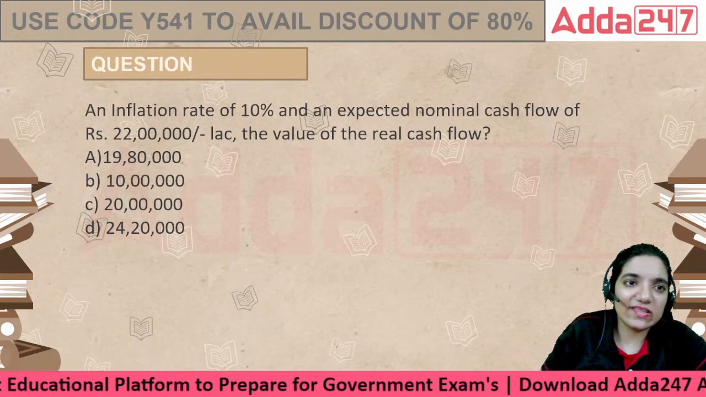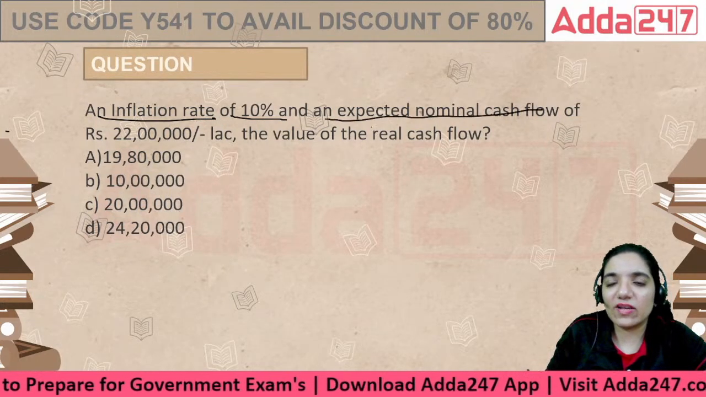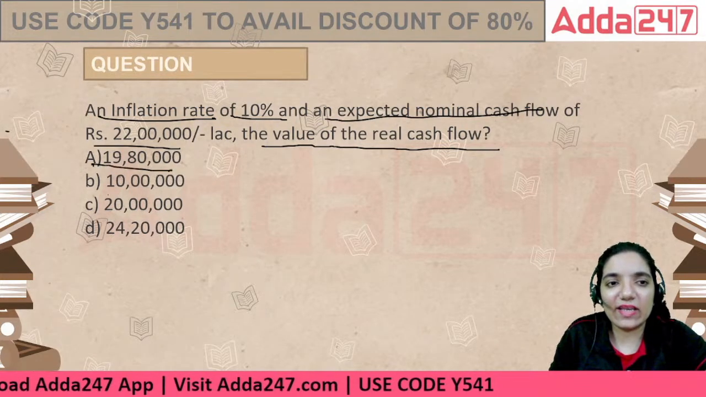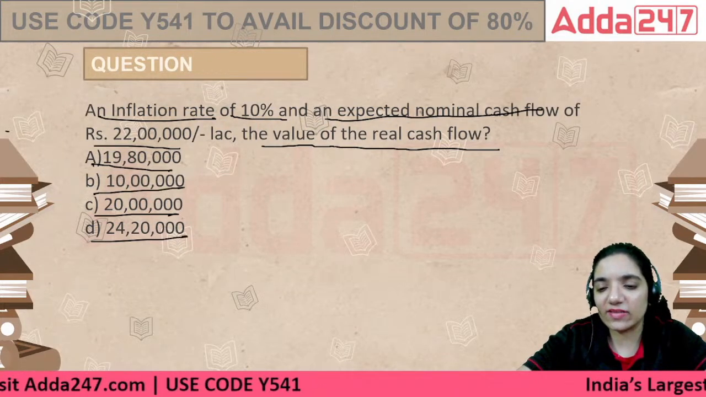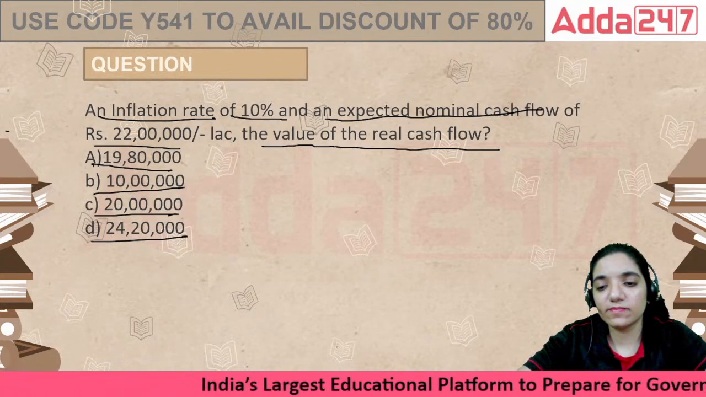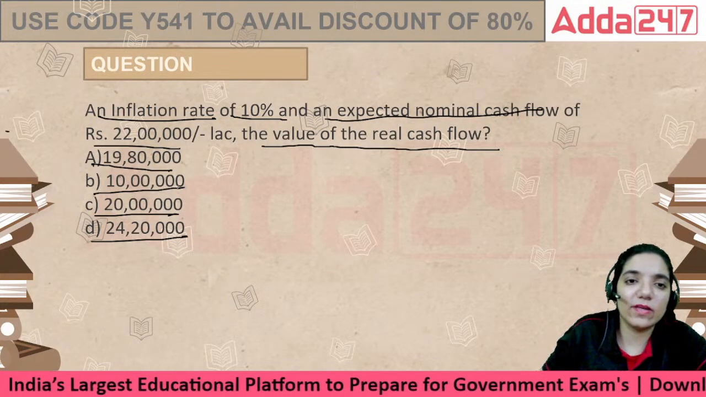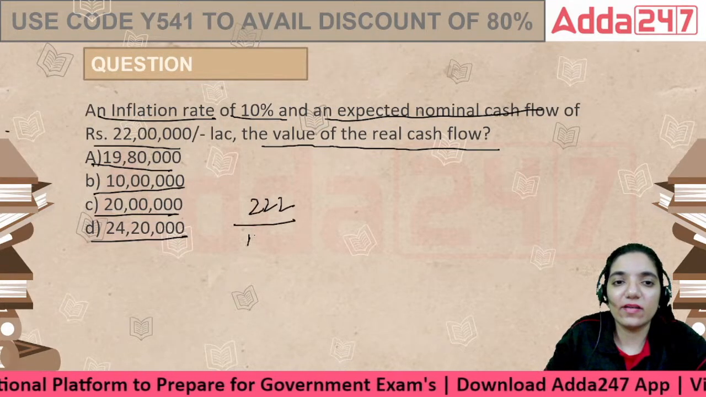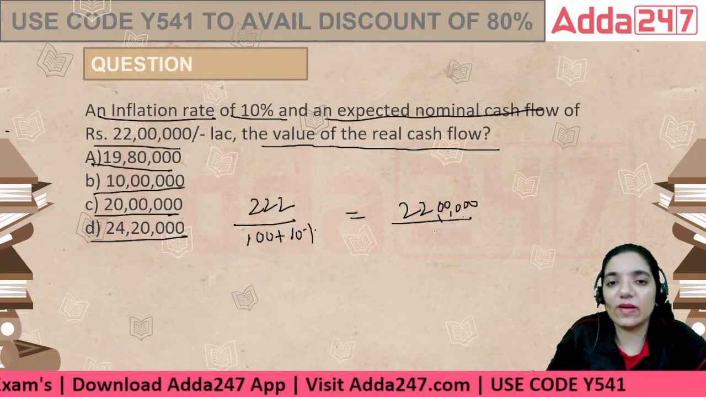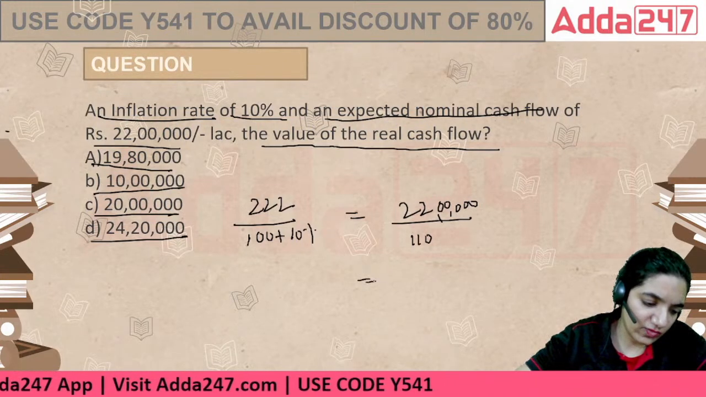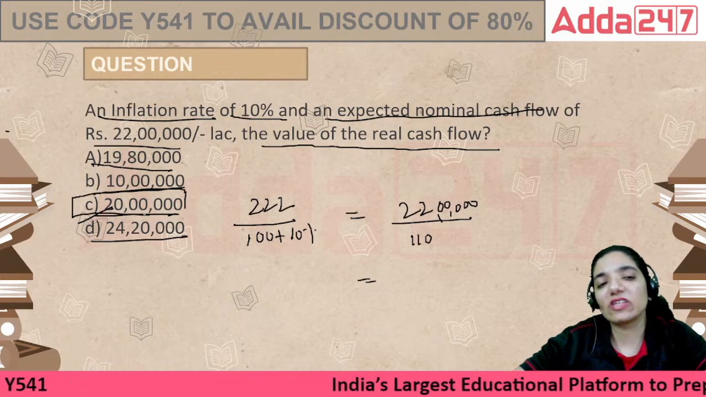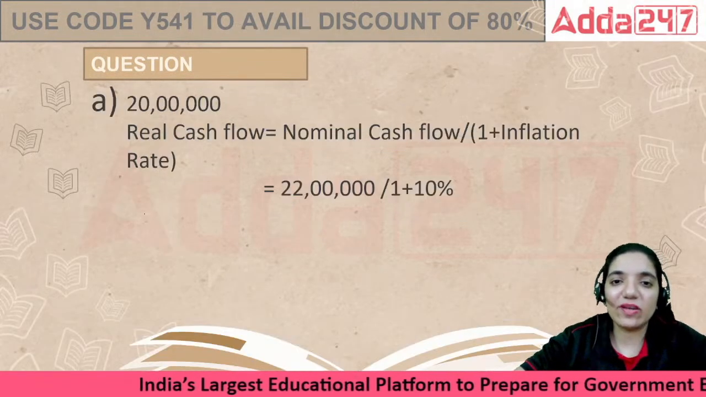Okay, here comes the next question, everyone. It says an inflation rate of 10% and expected nominal cash flows of 22 lakh, and the value of the real cash flows would be 19 lakh 80, 10 lakh, 20 lakh, or 24 lakh 20,000. What would be the answer there? It would be 22 lakhs divided by 100 plus the percentage of inflation. So it is 22 lakhs divided by 110. In terms of percentage, the value will come out to be 20 lakh. The real cash flows are 20 lakhs.